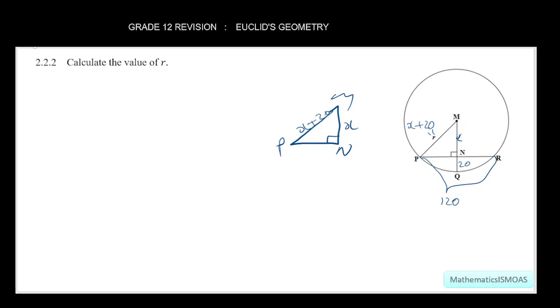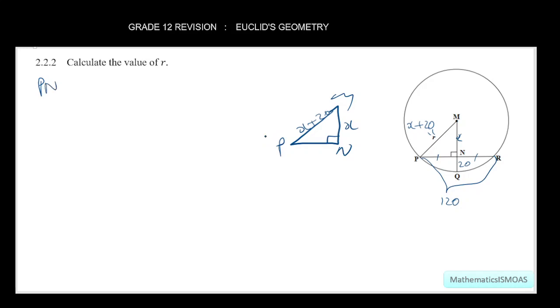So how do we find PN? Going back to the diagram and also from the statement, we know that MN is perpendicular to PR, and M is the center. Therefore, we should be thinking about our theorem statement that says a line drawn from the center of a circle perpendicular to the chord bisects the chord. Therefore, what does it mean? It means PN is equal to NR. Therefore, if we know the length of PR, it will be easy for us to calculate the length of PN.